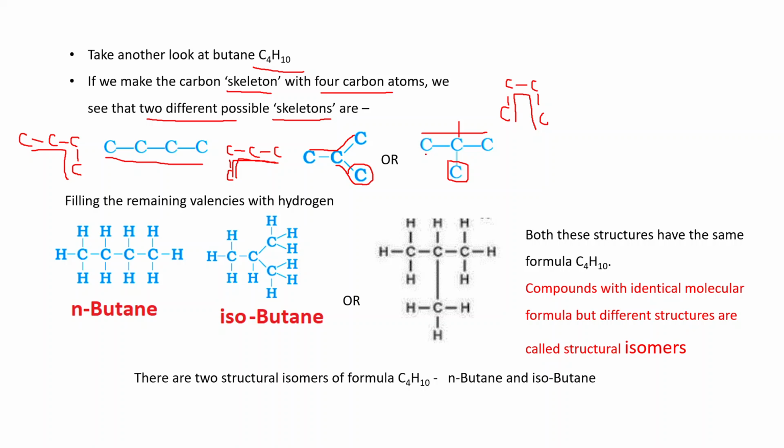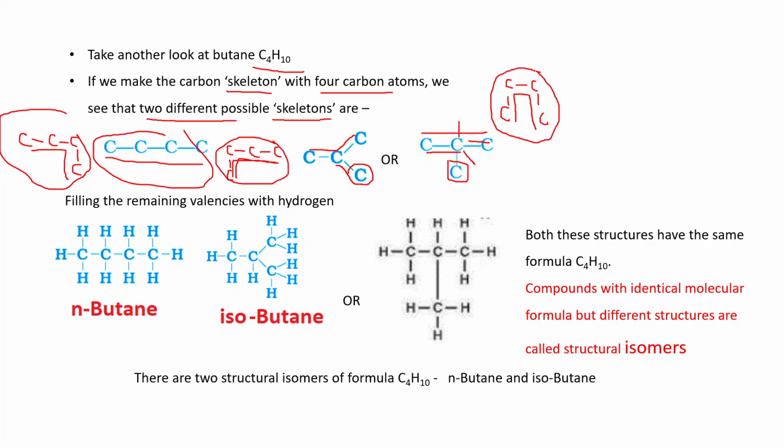But when you go from this and reach this place, then again you have to think whether to go this side or this side. That's why we can see this carbon atom has branching, and all these represent the same carbon skeleton. Is it clear? That's why for 4 carbon atoms, only 2 possibilities exist: one is this and another one is this. Now the remaining valencies are satisfied with hydrogen, then we will get this one, which is called normal butane, and this is called isobutane.